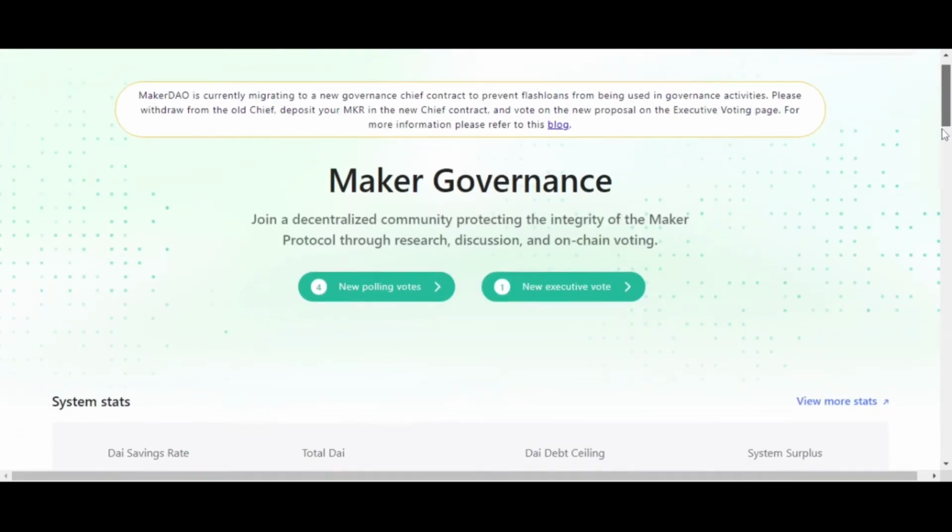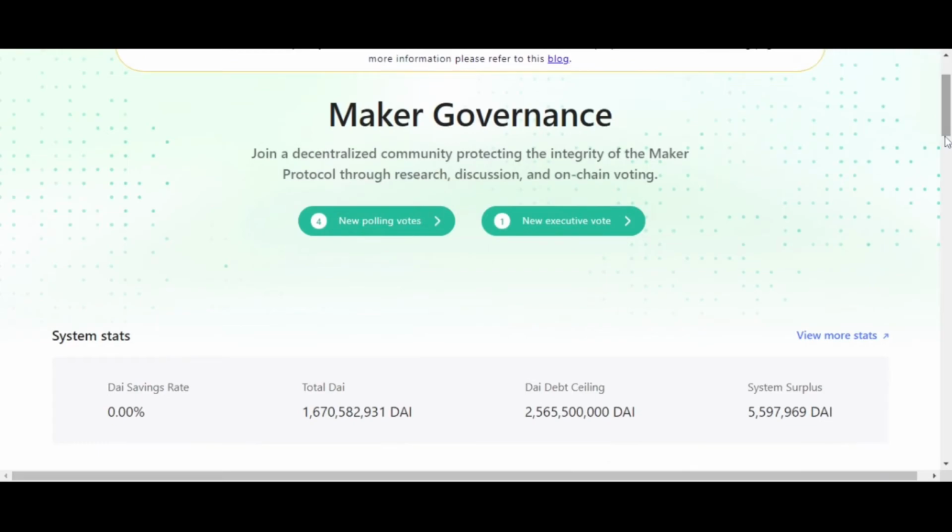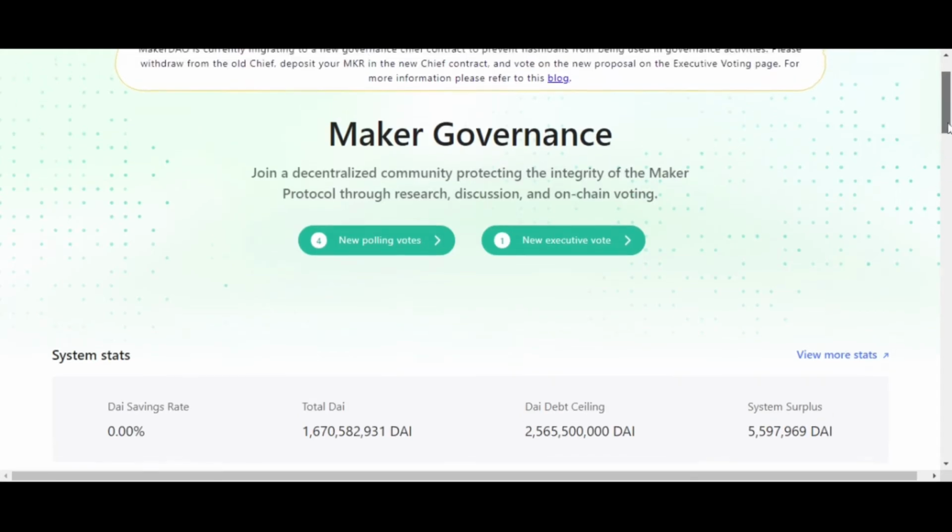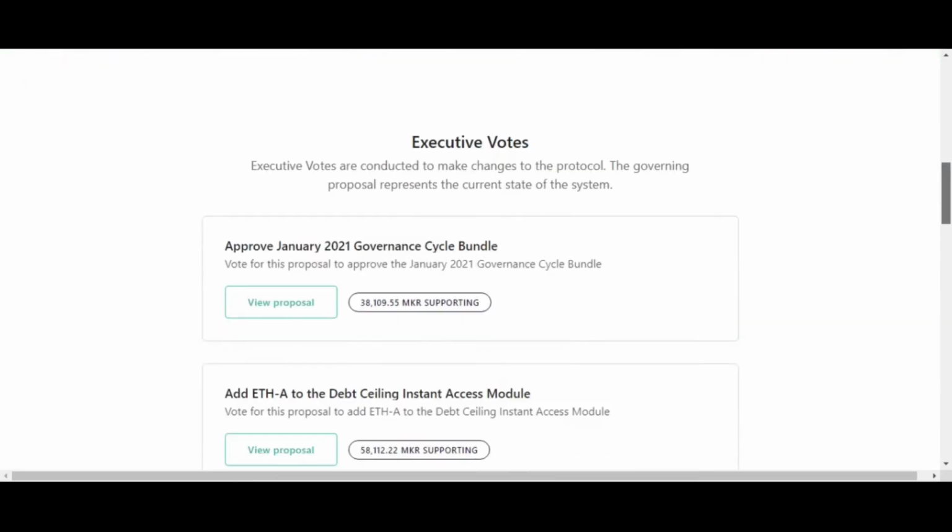You see the system stats, so DAI savings rates. You see total DAI, 1,670,000. DAI debt ceiling is 2,565,000,000, system surplus. So this is pretty interesting. And then when you scroll down, you can see more of how this all works, polling votes.